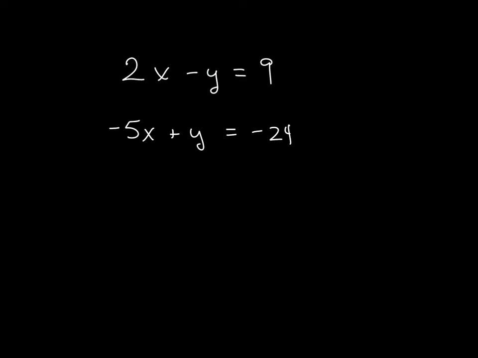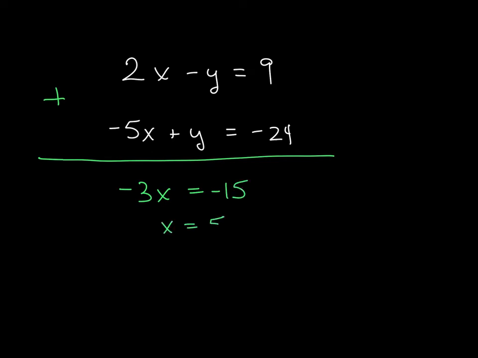So if we start with the y values here, it really makes life easy for us, because if I add these two equations together, I end up getting 2x minus 5x, which just leaves me with negative 3x. Then negative y plus y is 0y, so that's completely gone. And the last one is 9 minus 24, which leaves me with negative 3x is equal to negative 15. Divide both sides by negative 3, and I get x is equal to 5. So that's the first part of my ordered pair answer.